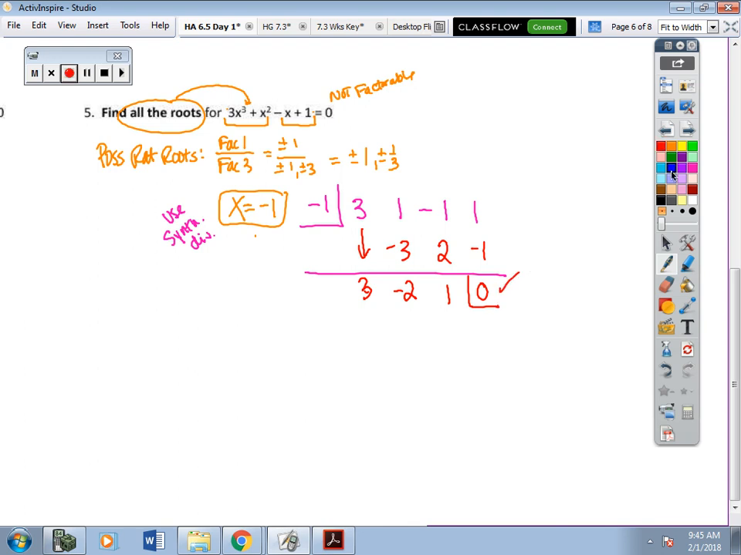Okay? Now I'm left with 3x squared minus 2x plus 1 equals 0. Fortunately, this is not going to be factorable, and the reason I know is because these were not factors. So I have no other rational answers. It's going to be irrational or imaginary. So I have to use my quadratic formula. So I'll put it up here, but you guys need to make sure you have this memorized.